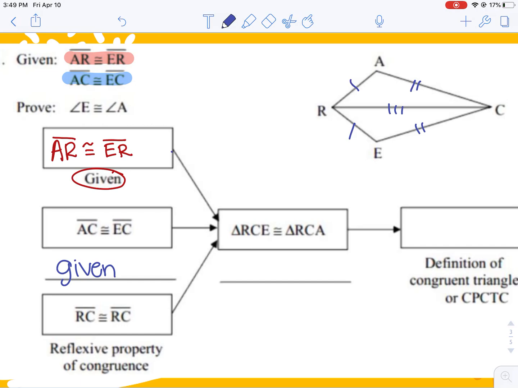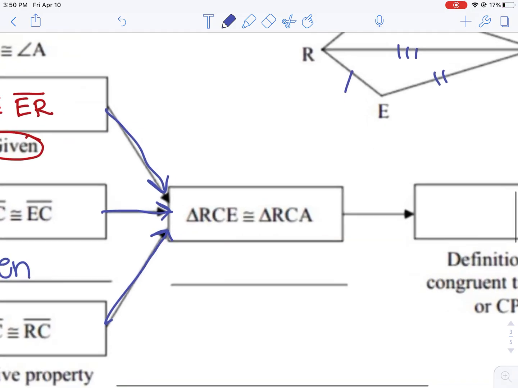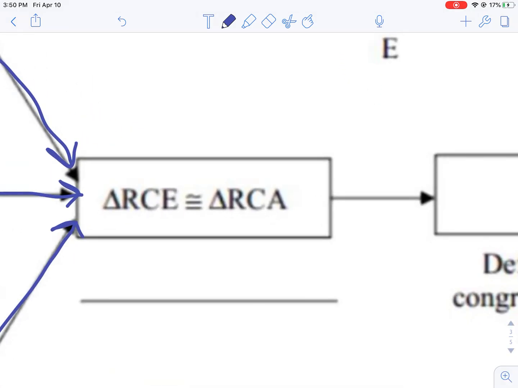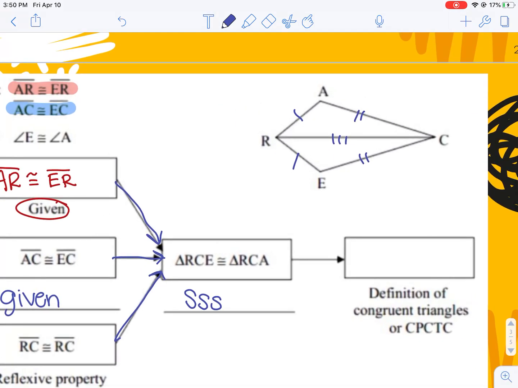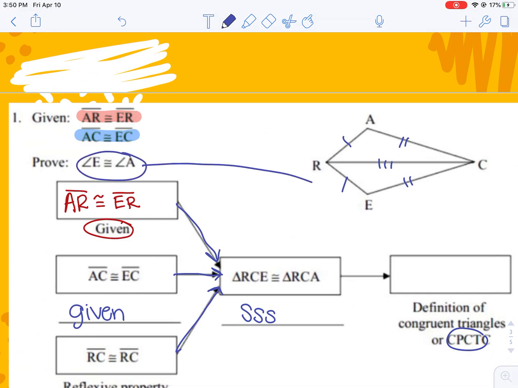All 3 of those sides are going together to tell me which shortcut proves that those triangles are congruent. Okay, so I need all 3 of those parts to lead into these triangles are congruent. I have all 3 sides, so my shortcut is side, side, side. Once I have my triangles congruent by side, side, side, I'm using CPCTC to prove what I was asked to prove. So what I was asked to prove always goes in the last box. Angle E is congruent to angle A.